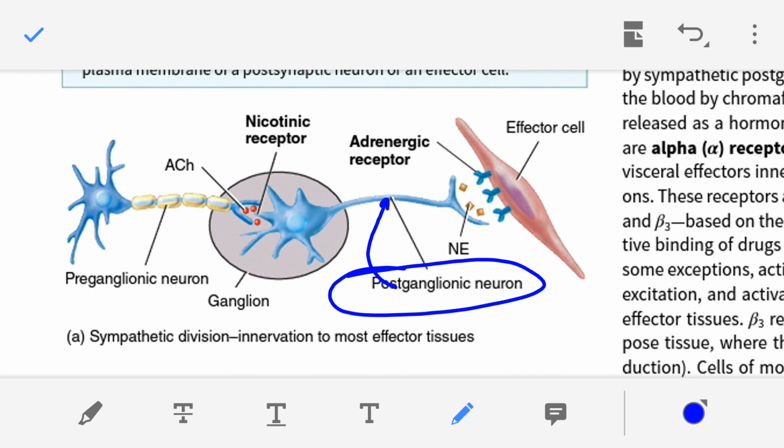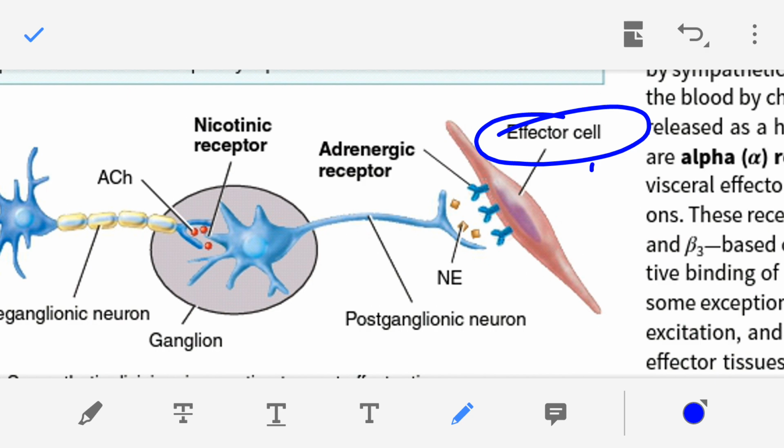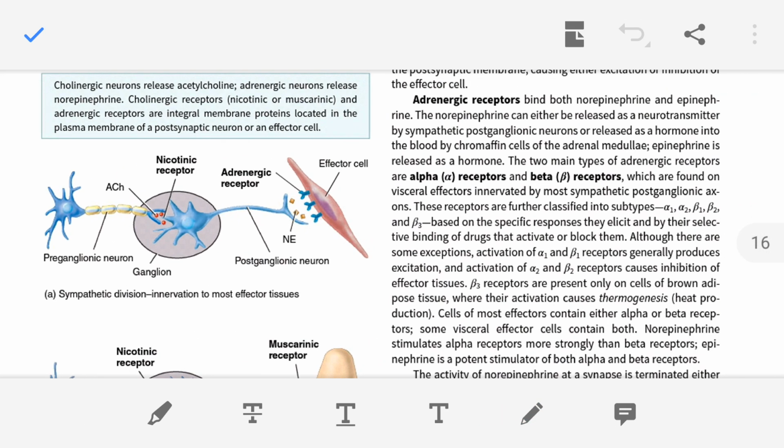From the postganglionic neuron, the neurotransmitter norepinephrine is released by the axon terminal. Now they are showing the effector cell, and on the effector cell there are adrenergic receptors. So this NE is accepted by these adrenergic receptors.